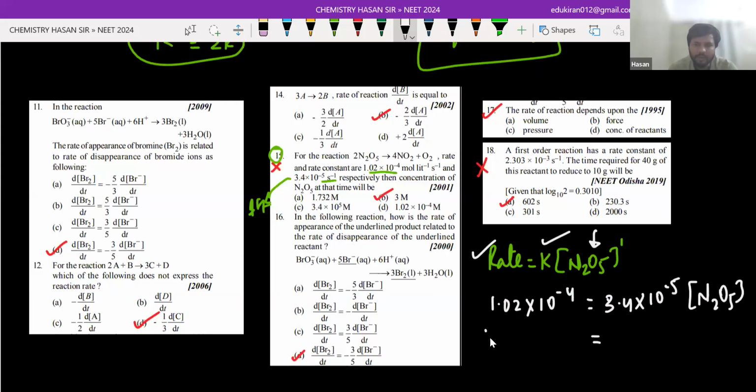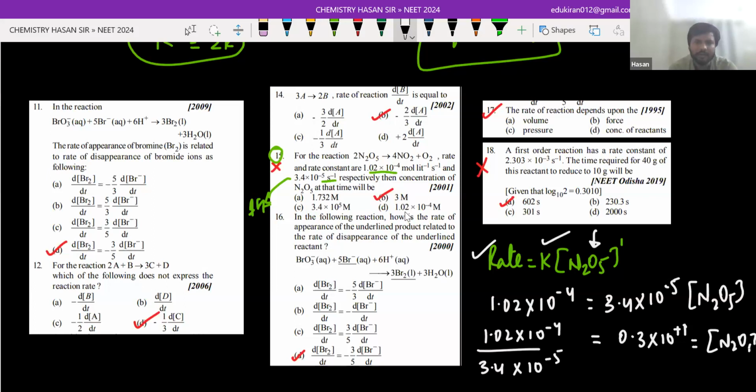So it comes out to be 1.02 into 10 raised to the power minus 4 divided by 3.4 into 10 raised to the power minus 5. So I'm going to just divide this, 1.02 divided by 3.4. So it comes out to be 0.3, and when you solve it, plus 1 is equal to rate concentration. So you can see the answer is 3M, not D or something. Is that clear, Aisha?